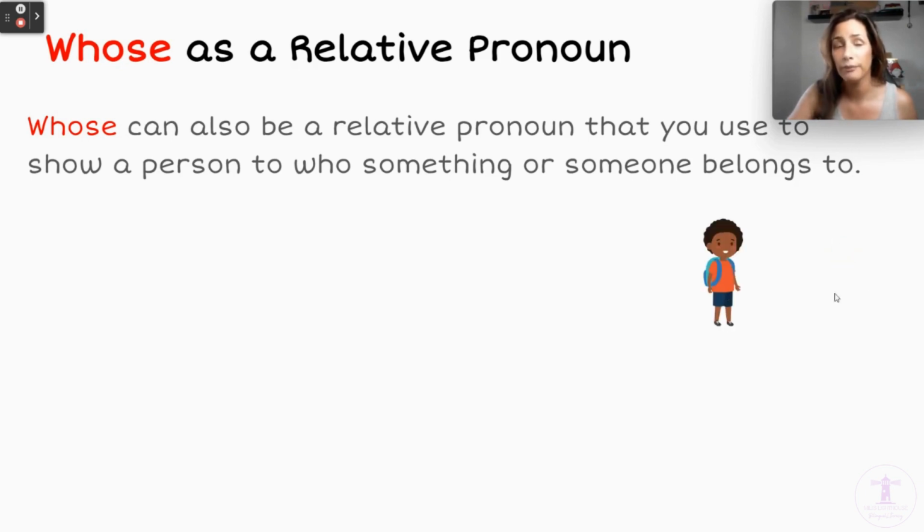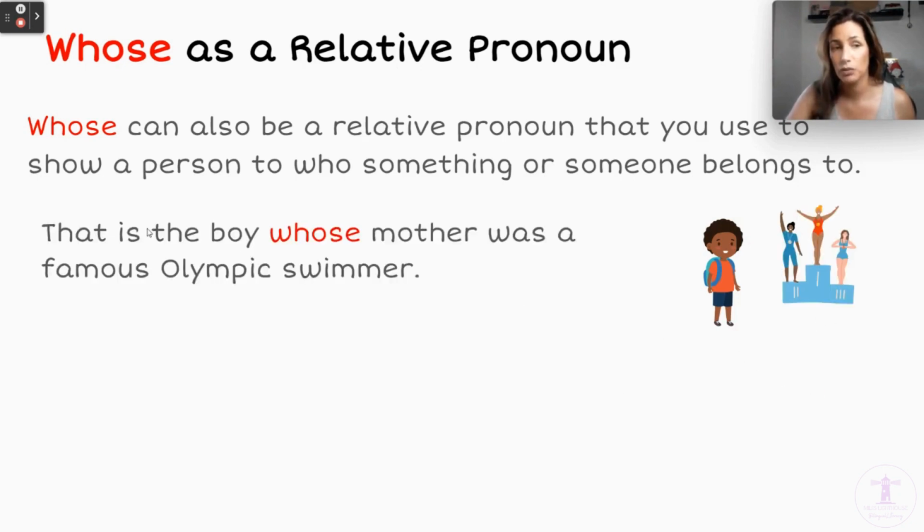Now I want you to remember the little boy, okay? The little boy, and we remember that his mom was an Olympic swimmer, right? She would swim, or she swims in the Olympics, right? And we want to show that it's his mom, okay? So we would say that is the boy whose mother was a famous Olympic swimmer, okay? And here we have whose.